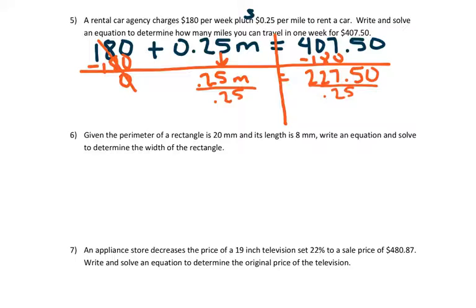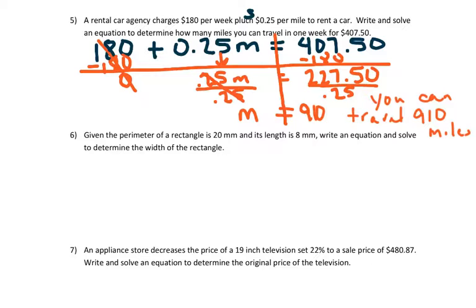And the result is 0.25 divided by 0.25 is 1, so we have 1m, which is what we wanted, is equivalent to 910. So that means that in 1 week you can travel 910 miles with this car rental agency. So you want to write your answer in sentence form, which is what I have there. And let's go ahead and move on to number 6.